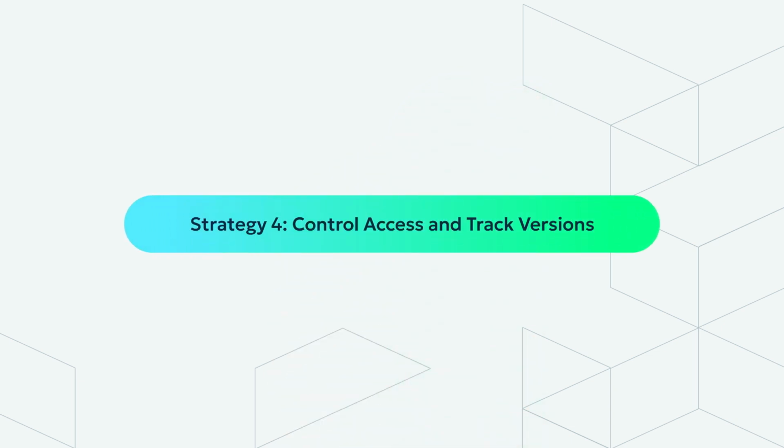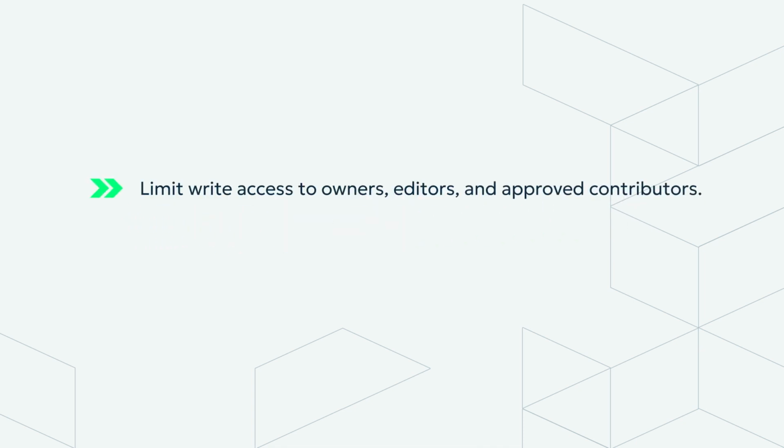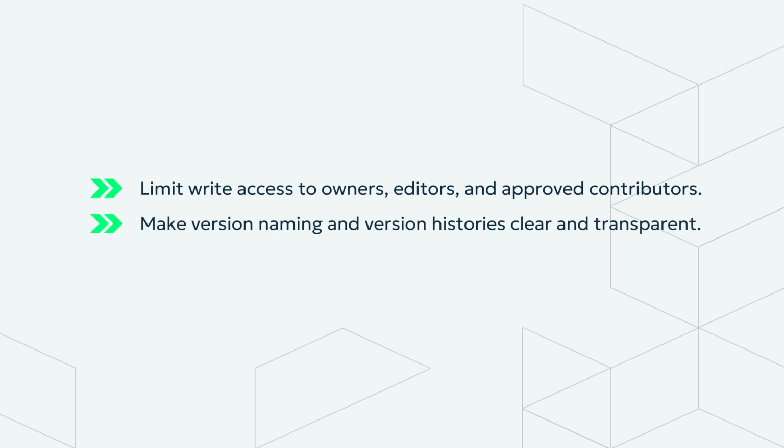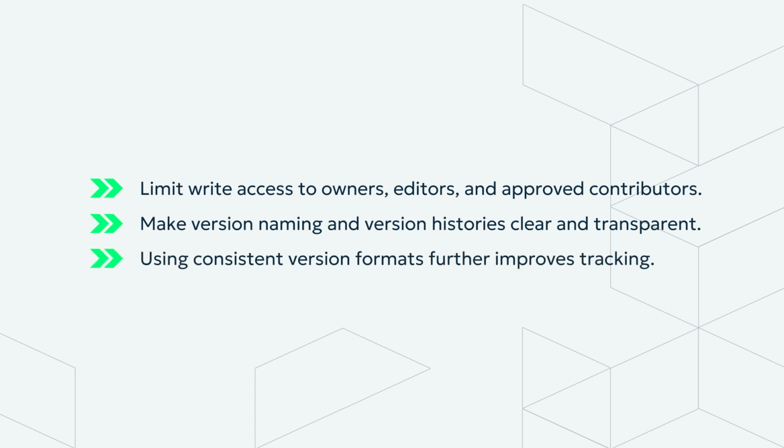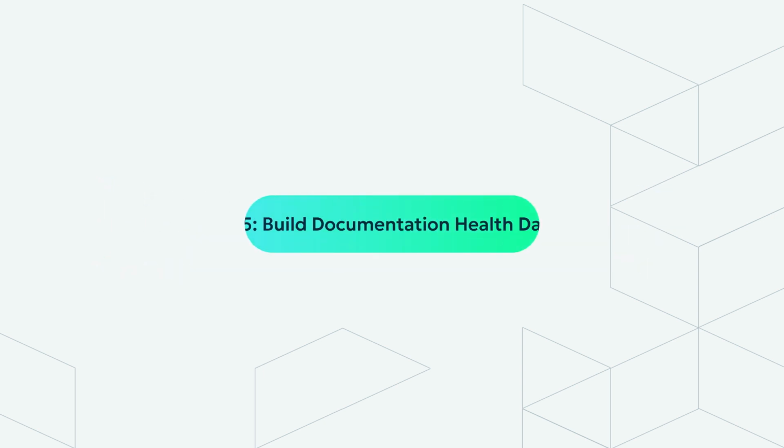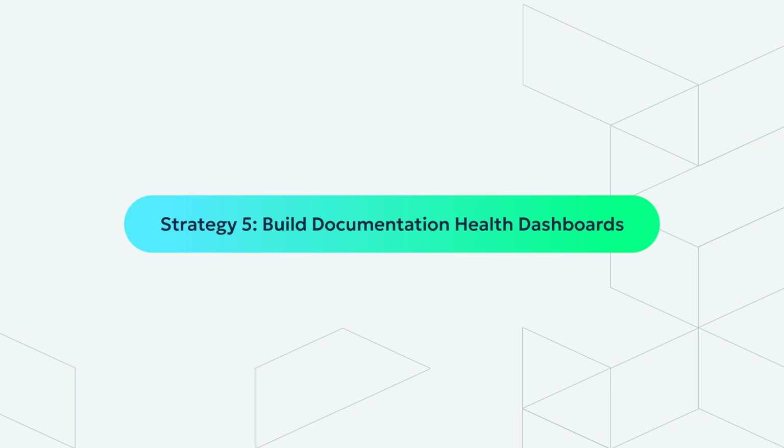Fourth, not everyone should be editing documentation. So limit write access to owners, editors, and approved contributors to prevent accidental or unapproved changes. Clear version naming and transparent version histories make it easy to track what changed, when, and why. Using consistent version formats, for example, V2025-09-25, further improves tracking.